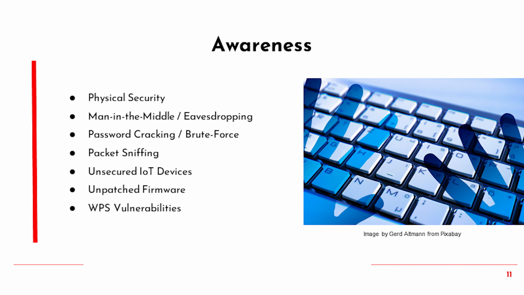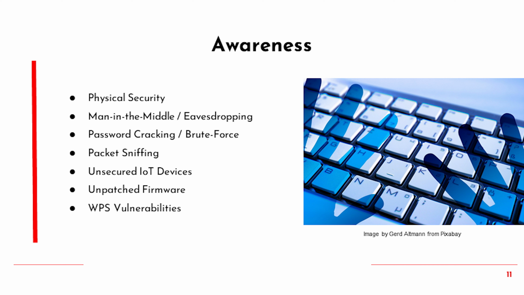the known vulnerabilities. Password cracking and brute force. Weak passwords are susceptible to brute force attacks. Limiting the number of login attempts or account lockouts when available can help prevent brute force attacks. Packet sniffing. Attackers may use packet sniffing tools to capture and analyze data transmitted over the network. Again, encryption and secure protocols help protect against packet sniffing. Disabling SSID broadcasting can also make it harder for attackers to find your network.